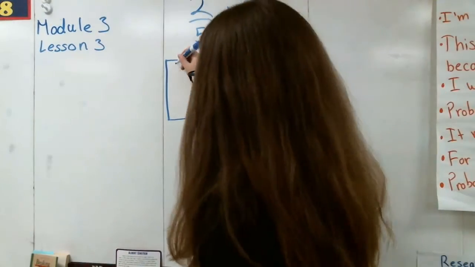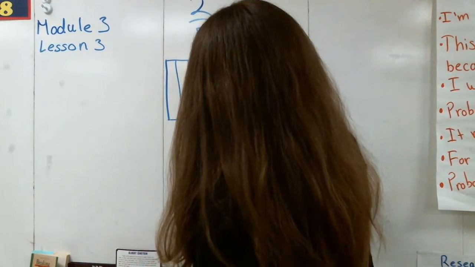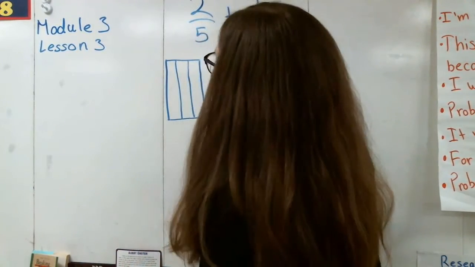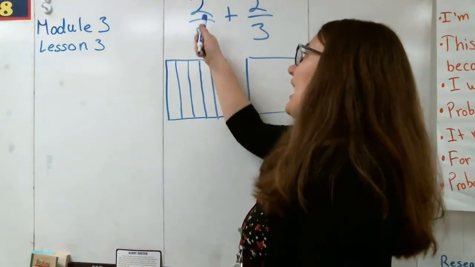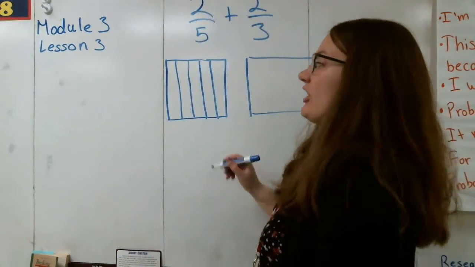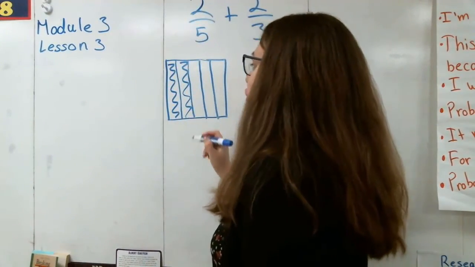So for 2/5, remember I always start vertically for this first fraction. I have 1, 2, 3, and 4, and then I'll shade in two parts because I always want to look at my numerator. That tells me how much I have to shade in. So I shade in 1 and 2.